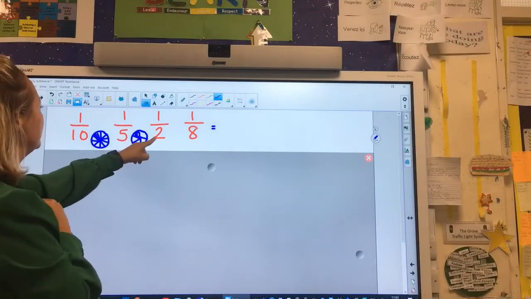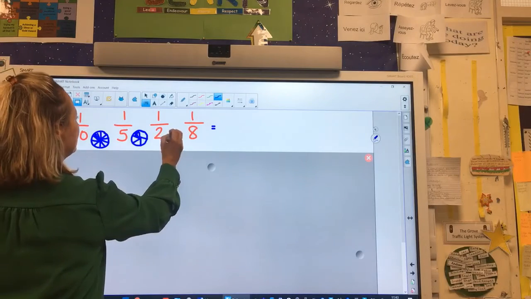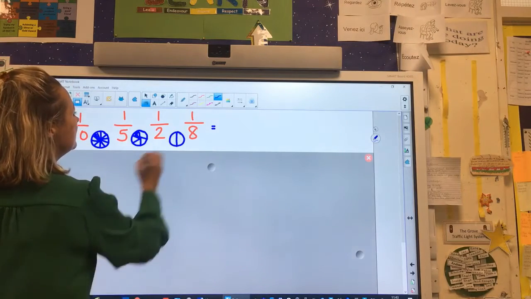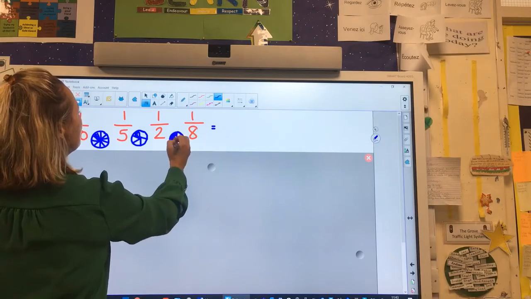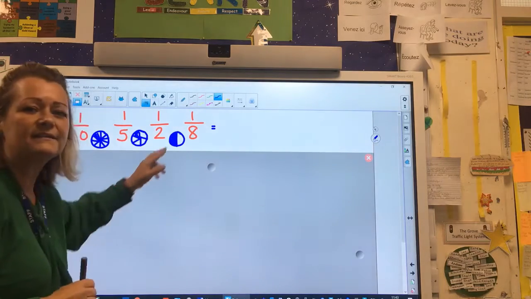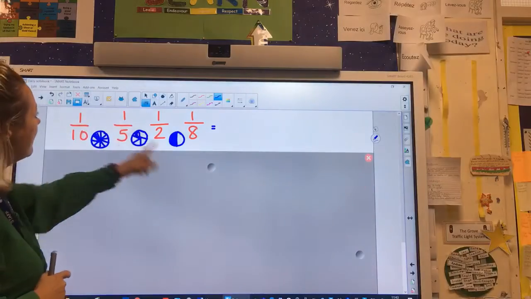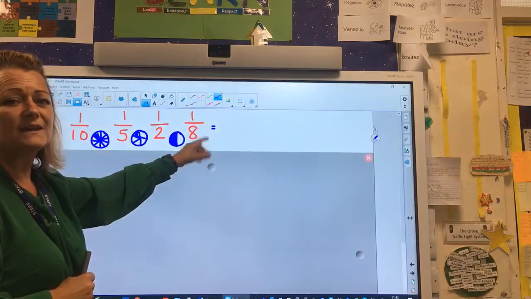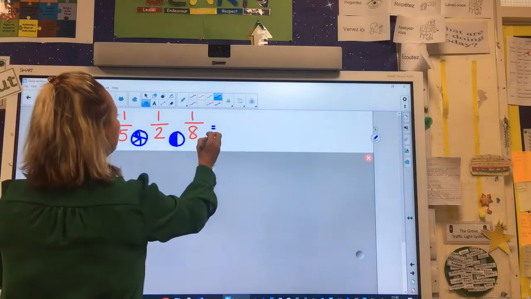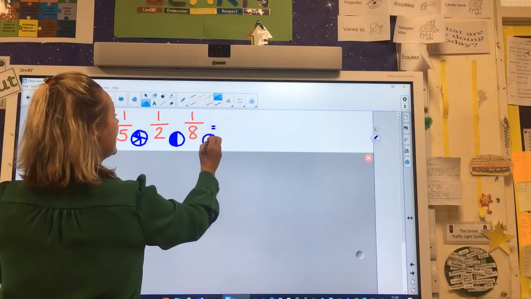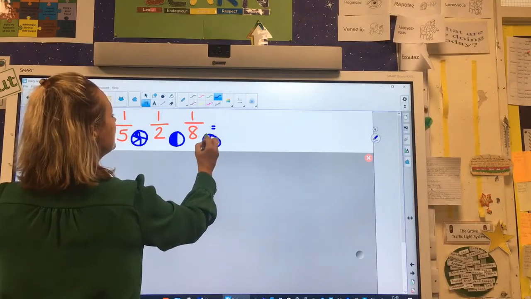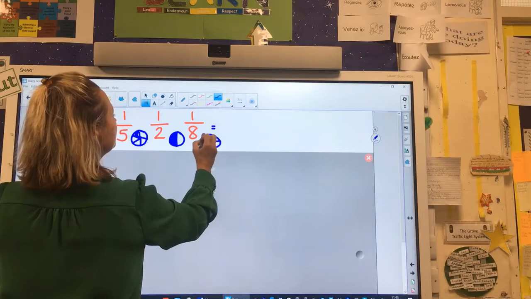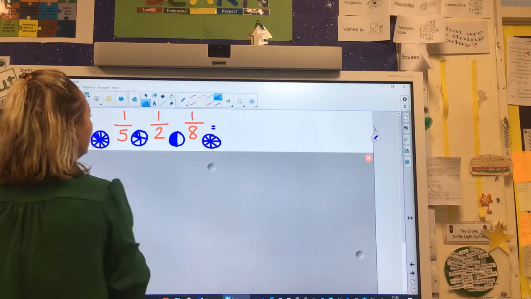Let's look at this one, 1/2. Well, we know what that looks like. We've split our cake into 2, or pizza into 2, and we've got all of that. That's a good place to be right now, having half of a pizza or half of a cake. And then we've got this one. This is saying we've cut our cake and we've shared it into eighths. So that would be into 4s, so it's like that.